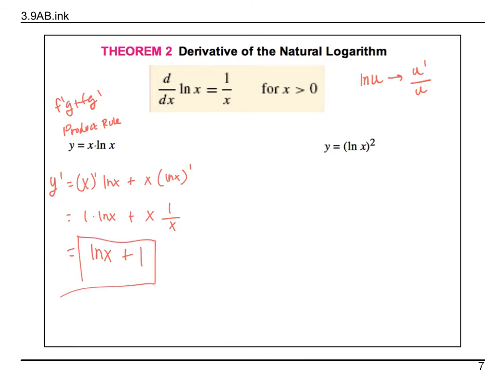Our second one is a chain rule, where the outside function is quantity squared, the inside function is ln x. So chain rule says derive your outer, keep the inner the same, so 2 times ln x to the first power, and multiply by the inside prime. Derivative of ln x is 1 over x. So you can write your final answer here is 2 ln x divided by x.